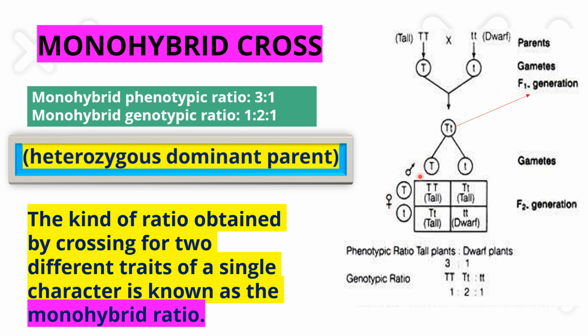Then in this case, the genotypic ratio will be 1:2:1. Then phenotypic ratio will be 3:1. Here you can see 3 tall plants and 1 dwarf plant. Then phenotypic ratio will be 3:1. Then 1 homozygous dominant plant, 2 heterozygous dominant plants and 1 homozygous recessive plant. That's why genotypic ratio will be 1:2:1.